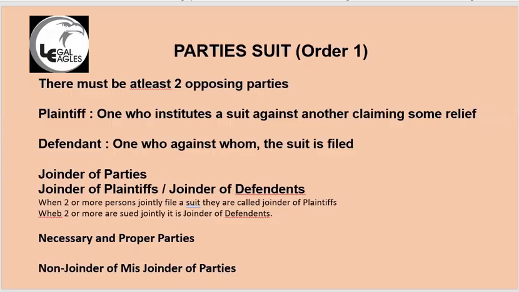Okay. One minute. I think that is not covered in that part. I'll speak about joinder because you may get questions on this. So I'll talk about joinder of parties and misjoinder of parties. I'll see if it is there. It is not there. Okay.